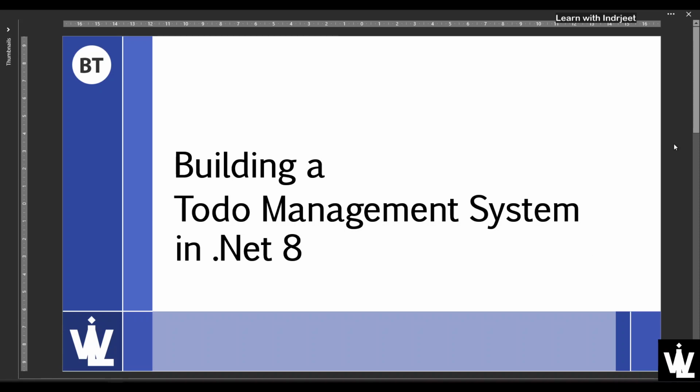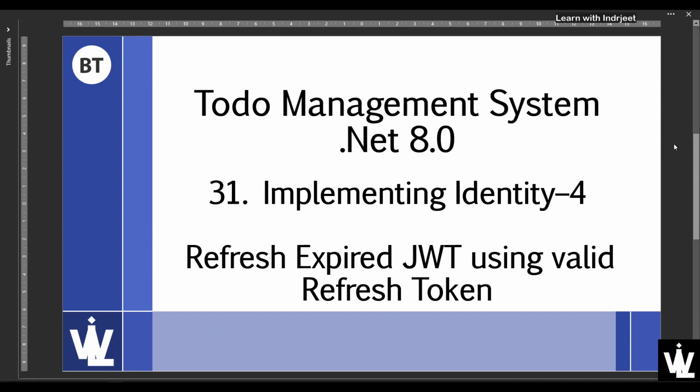This is another video in the series of videos titled Building a To-Do Management System Application in the latest .NET 8 framework from Microsoft. In this series of videos, we are building together a very simple to-do management application to learn various programming concepts. Please note that this is not a production-ready application and is for learning purposes only. In the previous video, which was part 4 of implementing identity, we learned how to refresh expired JWT using a valid refresh token. If you haven't watched that video, please go ahead and watch that too.